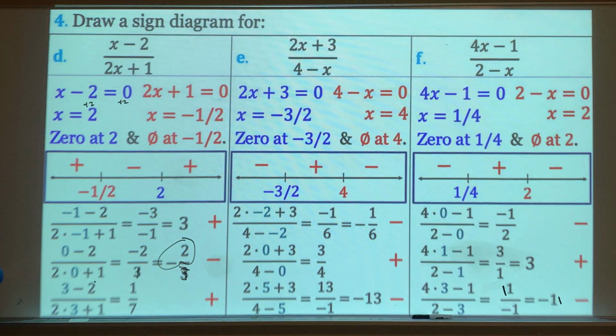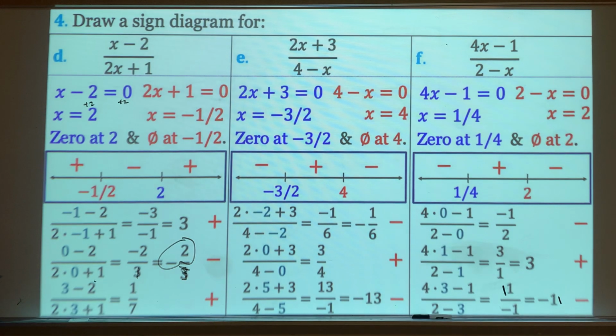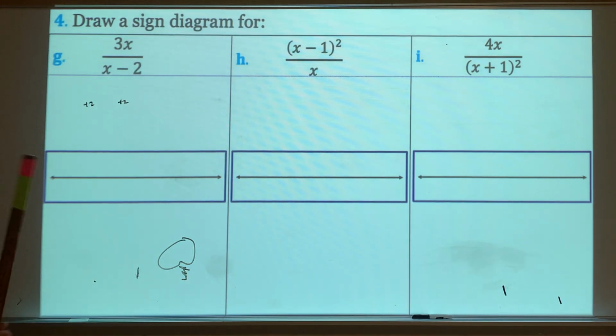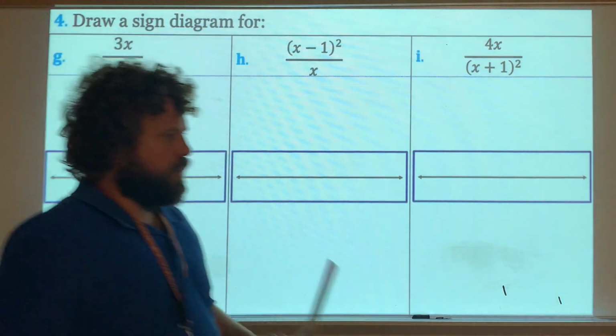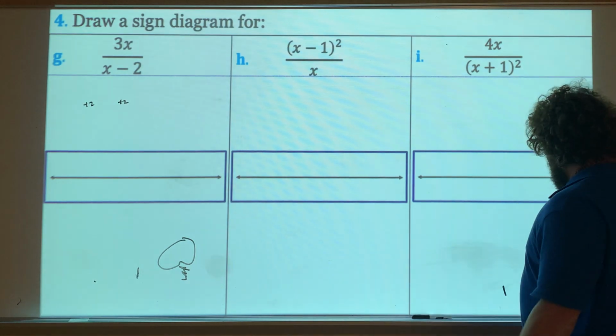All right? Pretty easy. Got it? We got 3 more to do. Ready for the last 3? I think it's the last three. Hope so. Run out of batteries, run out of time here. All right, number 4.